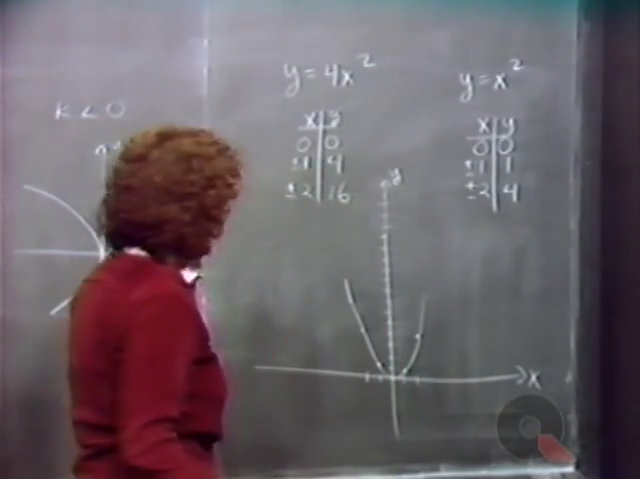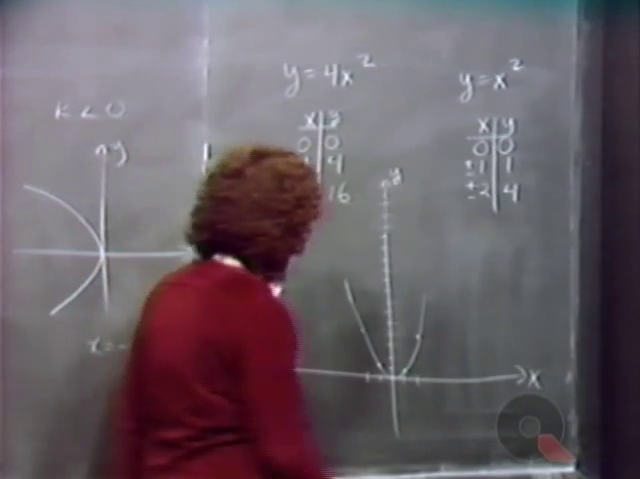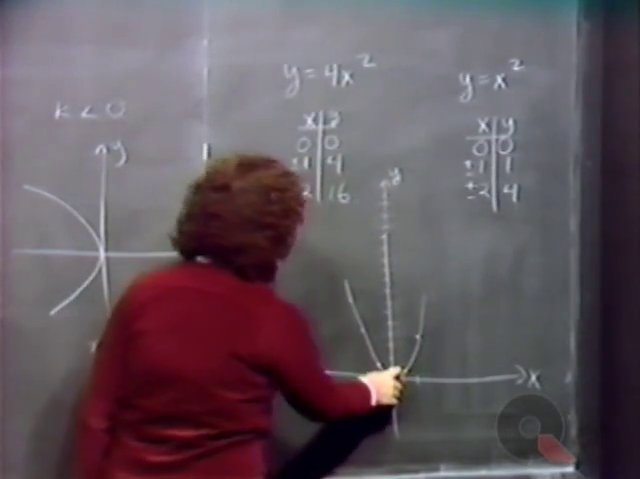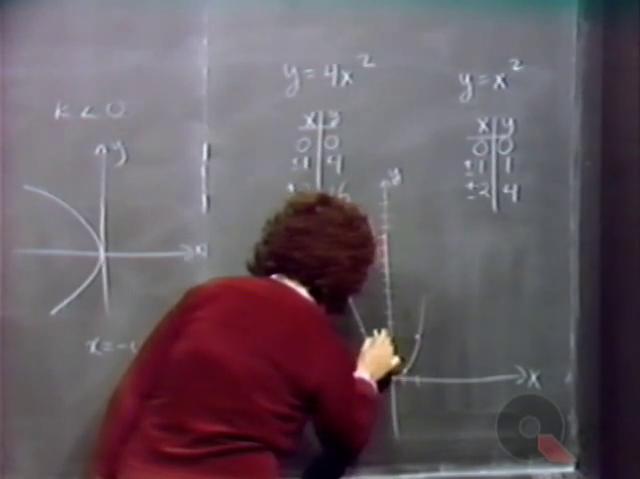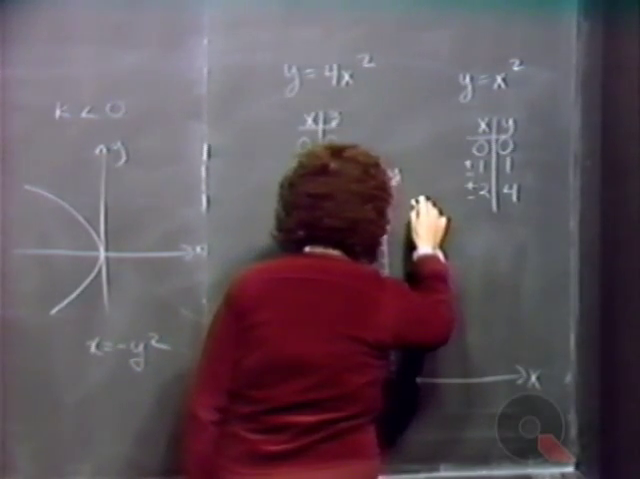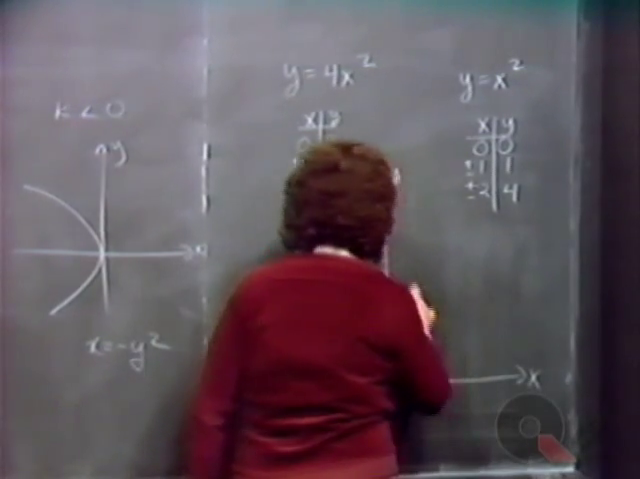That's the basic idea. Now let's sketch y equals 4x squared on the same set of axes. It goes through the origin. Now it goes through the point (1, 4), and (-1, 4), (2, 16), and (-2, 16). Let's sketch it in by a dotted line.